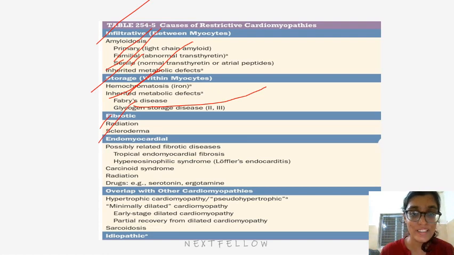Endomyocardial is possibly related to fibrotic diseases like tropical endomyocardial fibrosis, hypereosinophilic syndrome, that is Loeffler's endocarditis, carcinoid syndrome, radiations and drugs like serotonin and ergotamine. Overlap with other cardiomyopathies like HOCM and pseudohypertrophic, minimally dilated cardiomyopathy, early stage dilated cardiomyopathy, partial recovery from dilated cardiomyopathy, sarcoidosis, and idiopathic.